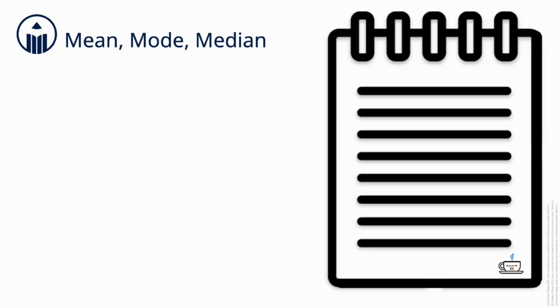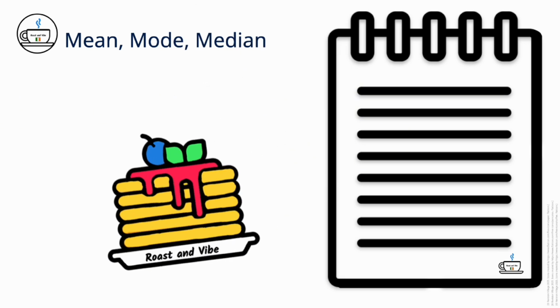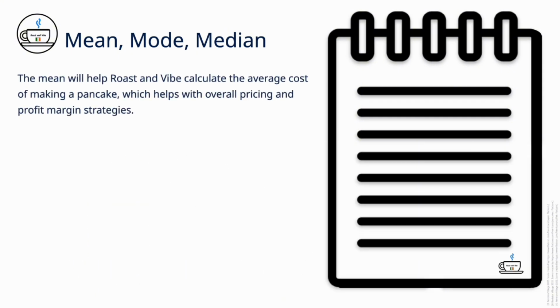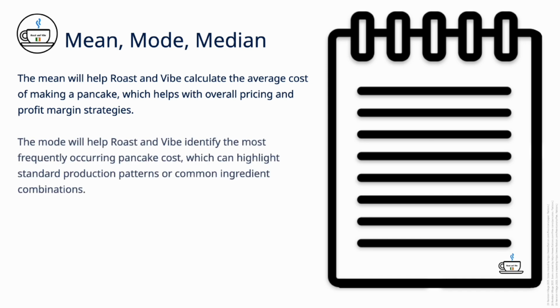To reinforce our understanding of mean, mode, and median, let's look at a practical example. Roast and Vibe is a Dublin-based specialty coffee shop co-owned by a French-Irish couple, offering a unique fusion of French patisserie and Irish hospitality. The owners want to use mean, mode, and median to analyse the costs of producing pancakes. By using the mean, they can calculate the average cost of making a pancake, which helps with overall pricing and profit margin strategies. The mode will help them identify the most frequently occurring pancake cost, which can highlight standard production patterns or common ingredient combinations.